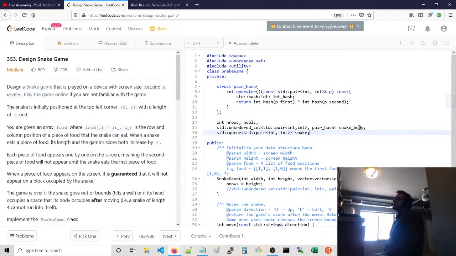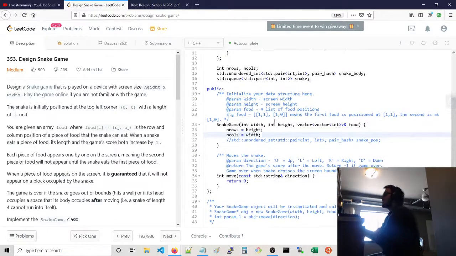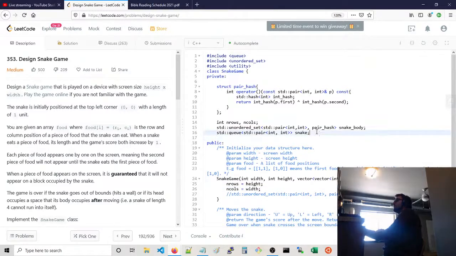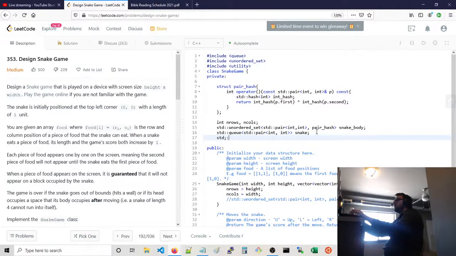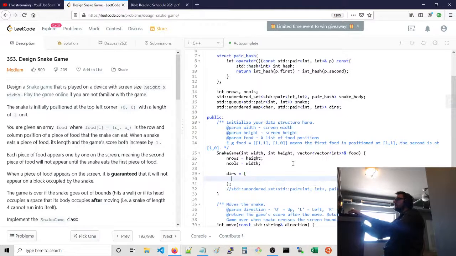So the thing we're trying to do is get a number of columns and number of rows, so width and height. There are a few different pieces we want to look at. We want to set up the directions as well. It's going to be an unordered map of characters to pairs, and this is going to be the directions. And we're going to set that up when we create our initializer list.